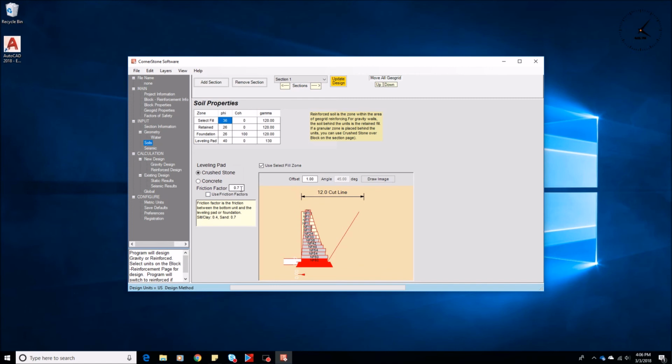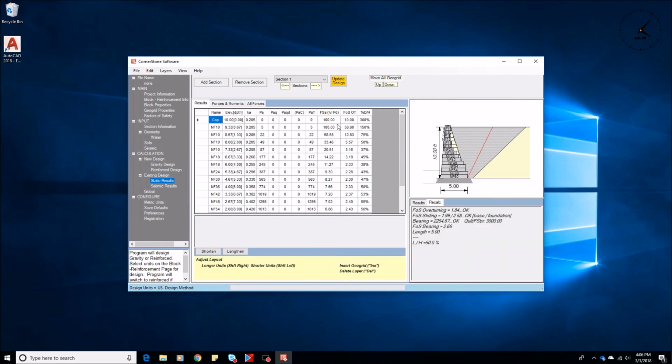Something we added this year is a friction factor, especially important for slopes down here. If we have a sand material, then the friction factor, the friction between the base block and the foundation, whether you have a leveling pad or not, would be 0.7. So we can use a friction factor design. Let's go to our static results. We update, look at the sliding, 1.99. With the friction factor, our sliding increased because we're looking at sliding as a different factor. Instead of the friction between the two materials, we're using a friction factor approach.